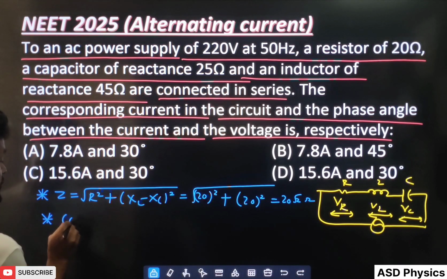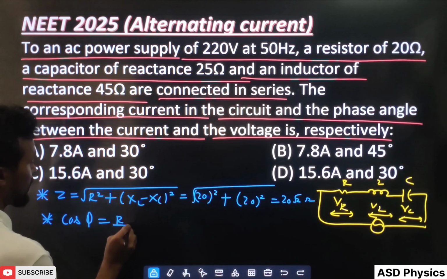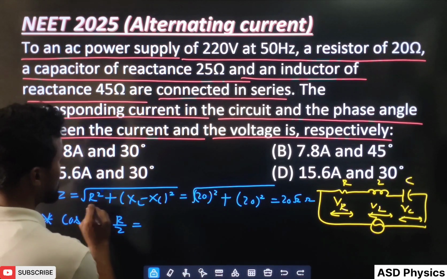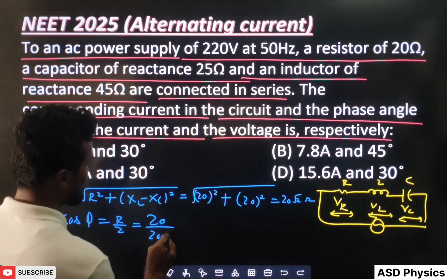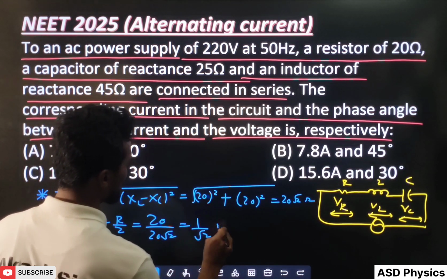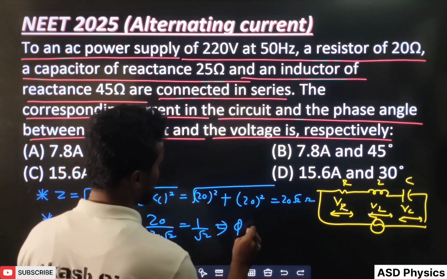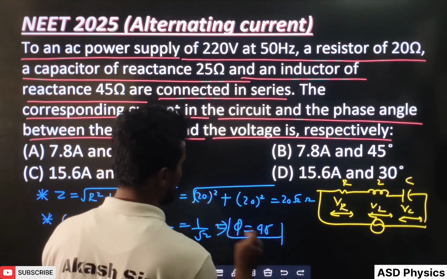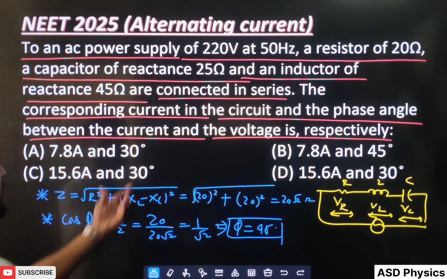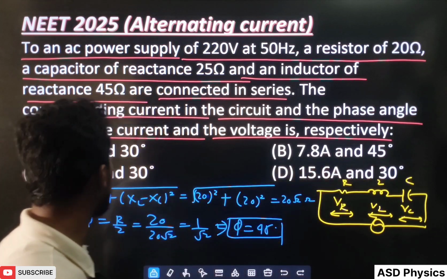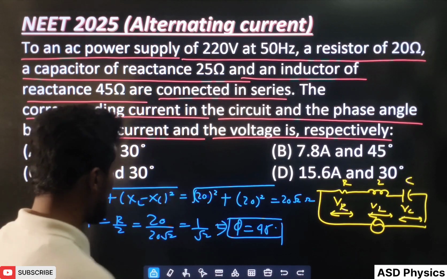Okay, next one, see power factor. Power factor is given by R by Z. R how much is given here? See, 20. So 20 by 20 root 2, 1 by root 2, cos phi is 1 by root 2. That means phi how much is coming here? 45 degree. Phi how much here students? 45 degree. 45 options are matching. Here 45 is this and in all other places it is 30, 30, 30.